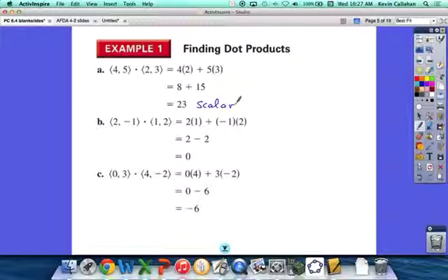So you can follow the math. This one is 2 times 1 plus negative 1 times 2, which is 2 minus 2, which is 0. Then 0 times 4 plus 3 times negative 2, 0 minus 6, negative 6. Not too hard, pretty basic.